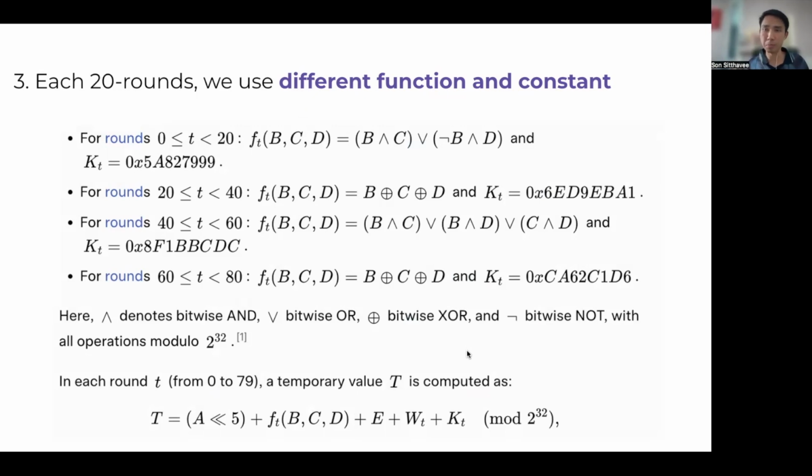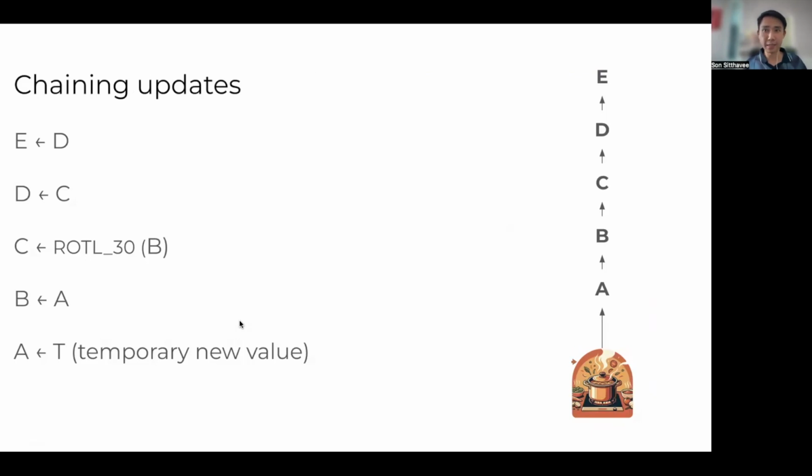I don't want to spend most of my time digging into what the equations look like, but you already have all the ingredients you need, which is the bitwise operations. It only needs AND, OR, XOR, NOT, and modular arithmetic that you already understand. So I'm sure you have everything required to understand these 80 rounds. It's always the same chaining update: you update all the A, B, C, D, E, and then you get the new A, B, C, D, E.